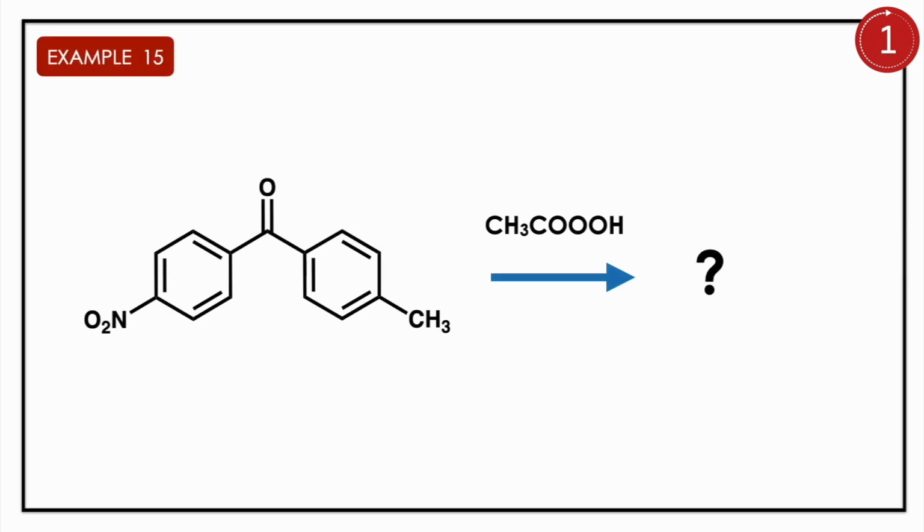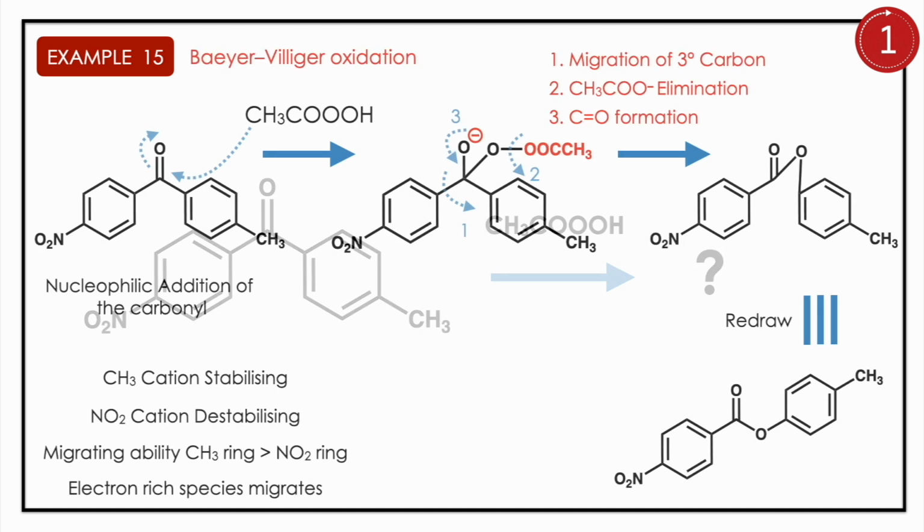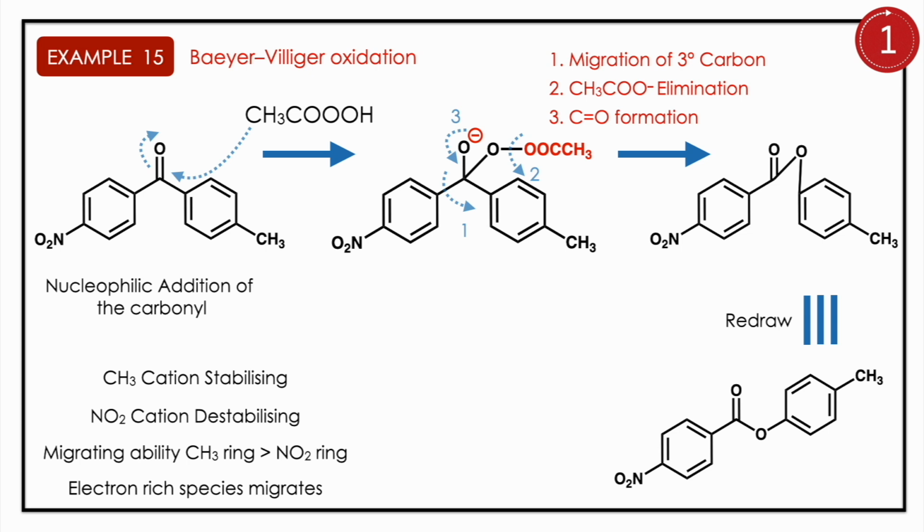Then the next example, here you have a ketone, one side toluene, another side nitrobenzene. You are using the peracid. You should find what will be the final product. The reaction is tricky in terms of migrating ability, but we will go by fundamental facts and mechanism. The starting material is ketone, acid is there, so Baeyer Villiger oxidation.